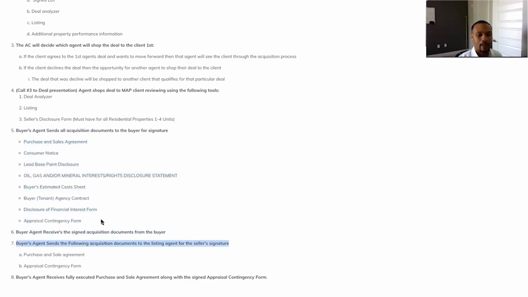Now the buyer's agent, the map agent, sends the following acquisition documents to the listing agent for the seller's signature, as I shared: the purchase and sale agreement and the appraisal contingency form. Then the buyer's agent receives a fully executed purchase and sale agreement along with the signed appraisal contingency form. Now this is the time when you celebrate. Phase 1, you found the money. Now phase 2, you got the deal. You found the deal and got it in the contract. Now the next thing is due diligence.